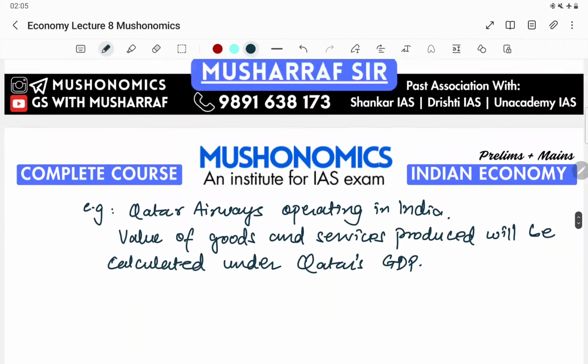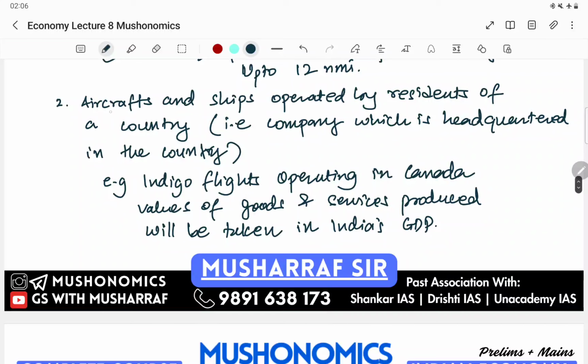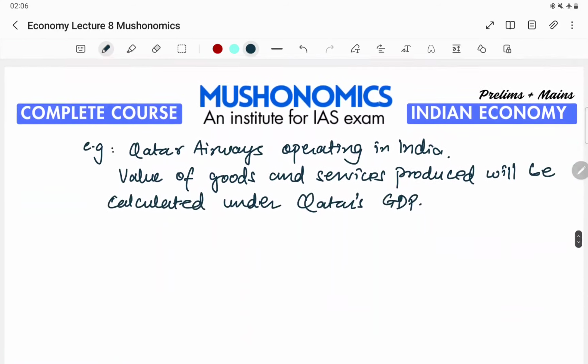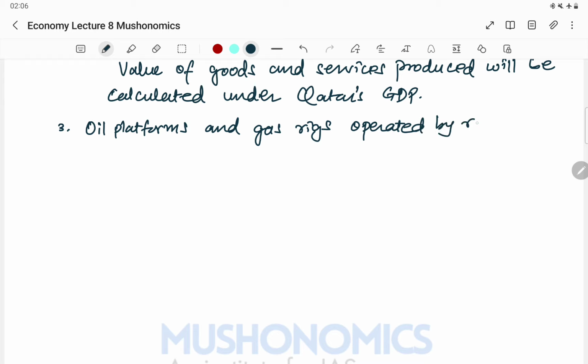Let's take another thing. First was land and sea boundary, second aircrafts and ships. Third, we can take oil platforms and gas rigs operated by residents of a country.